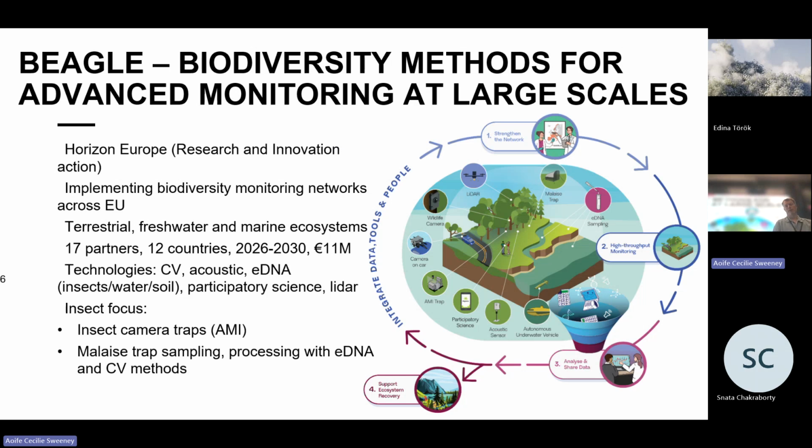It starts this fall, 17 partners, 12 countries, and will be a way of upscaling some of these insect camera traps, as well as computer vision for bulk insect samples collected with Malaise traps, as well as many other things. And we hope to sort of complete this cycle that I think is also quite close to the AI concept of strengthening the networks and building integration of data, tools, and people.